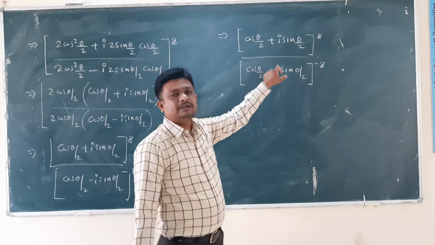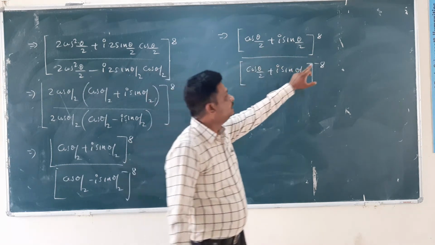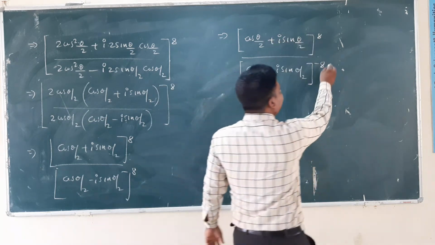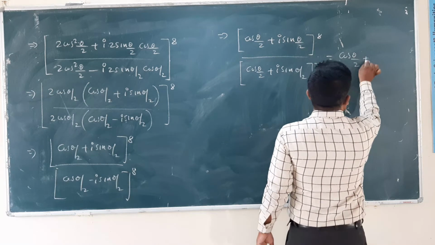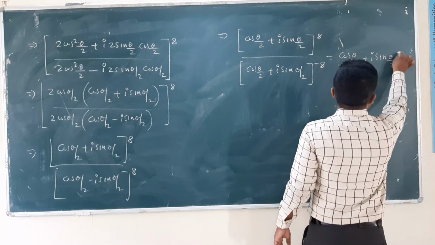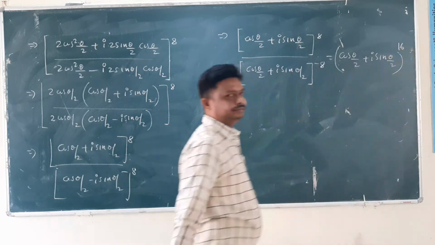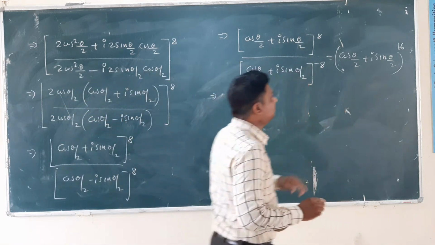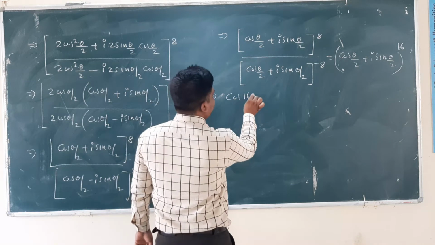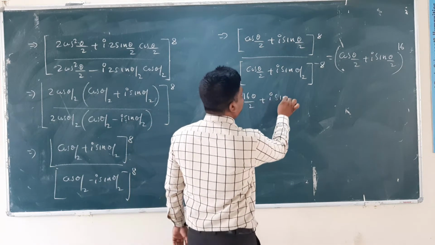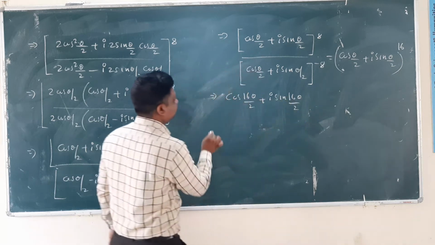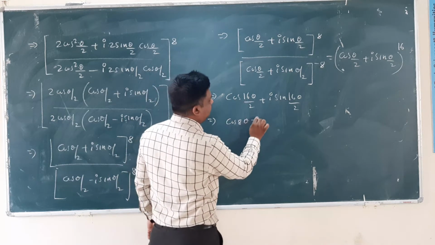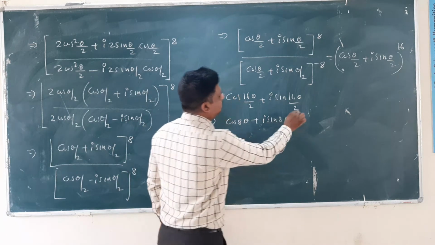In numerator as well as denominator the base is same, therefore I will add the powers. First I take this one to the numerator, this becomes positive 8. So this becomes (cos θ/2 + i sin θ/2) to the power of 16. Again I apply De Moivre's theorem, so this becomes cos 16θ/2 + i sin 16θ/2. Here 2 eights are 16, the remaining is cos 8θ + i sin 8θ.